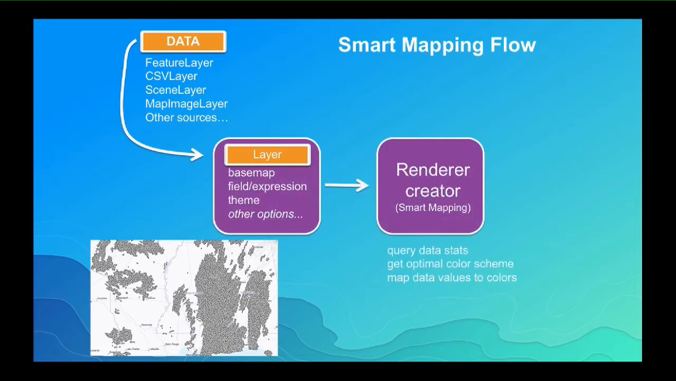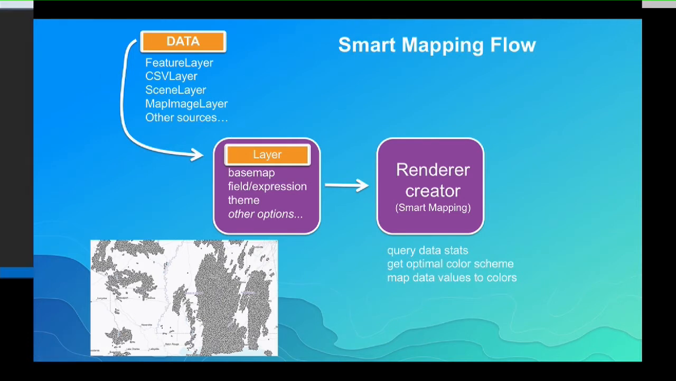So basically what smart mapping, what we have in the API are these ideas of render creators or generators. So rather than bringing in a module such as a simple render or a unique value render, we're going to create one for you. And you have a set of parameters. That's what the first purple box is. So the primary parameter you have is a layer. And then you're going to have a base map.